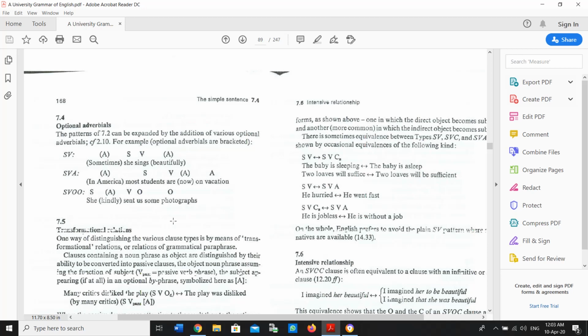If we move to section 7.4, you have optional adverbs. So I'm going to read. The patterns of 7.2 can be expanded by the addition of various optional adverbs. For example, if I say, sometimes she sings beautifully.